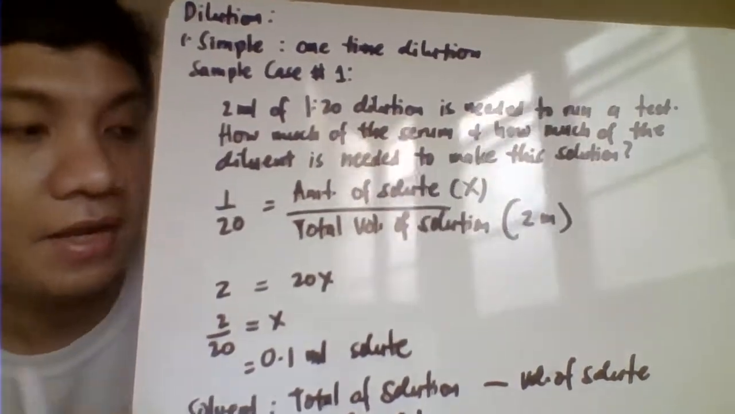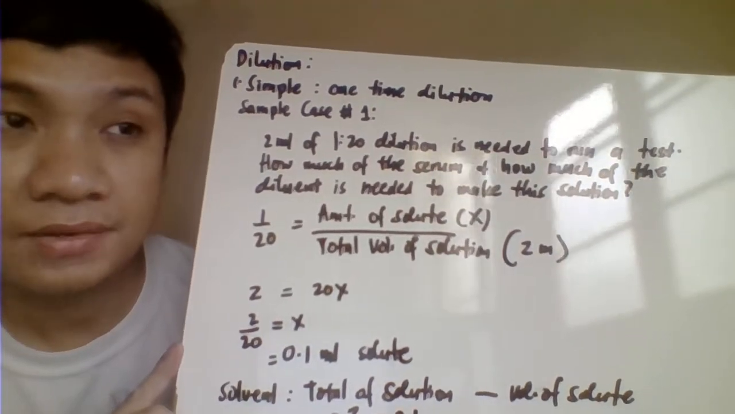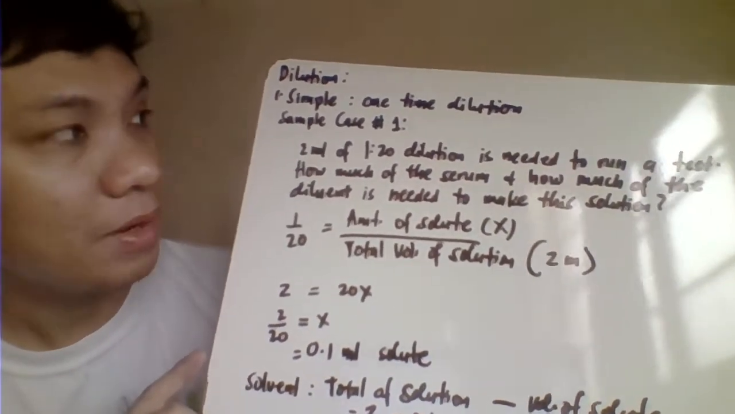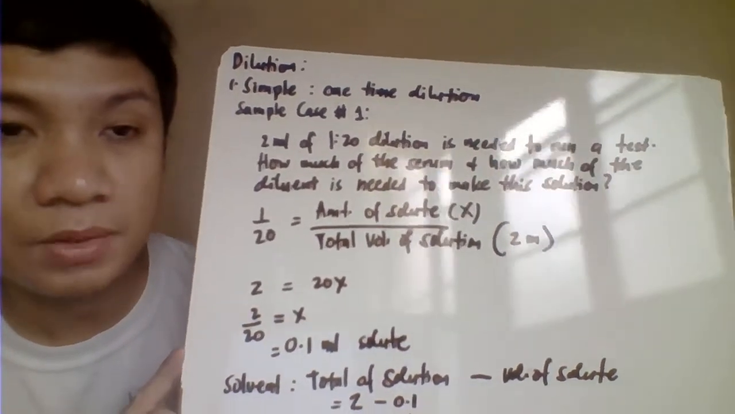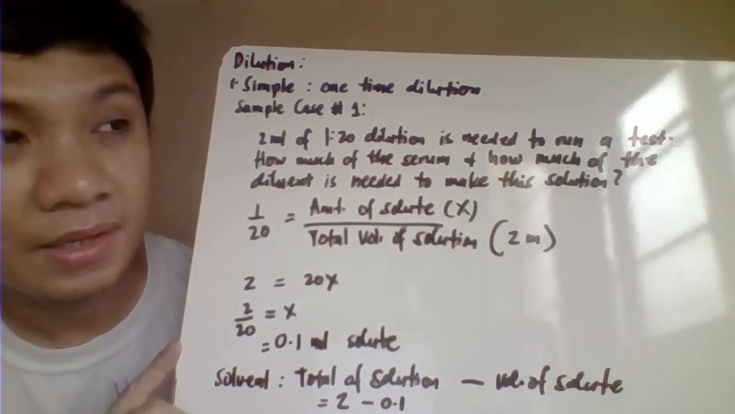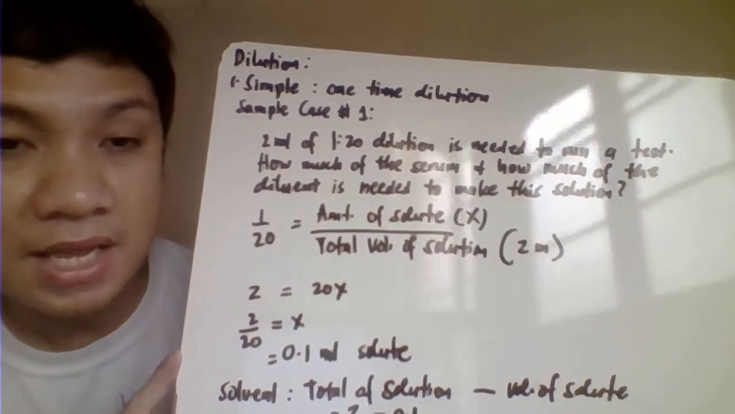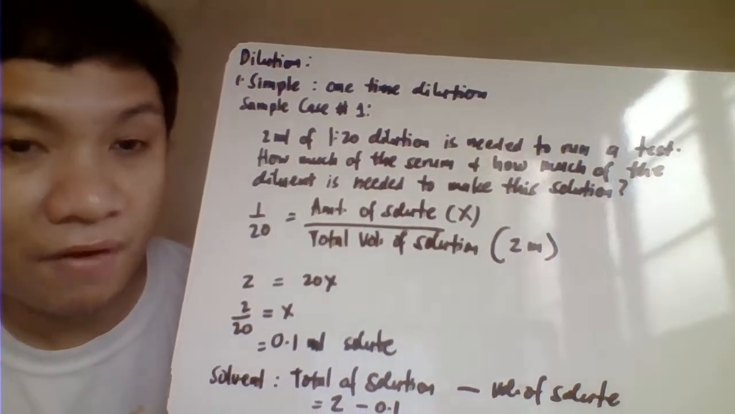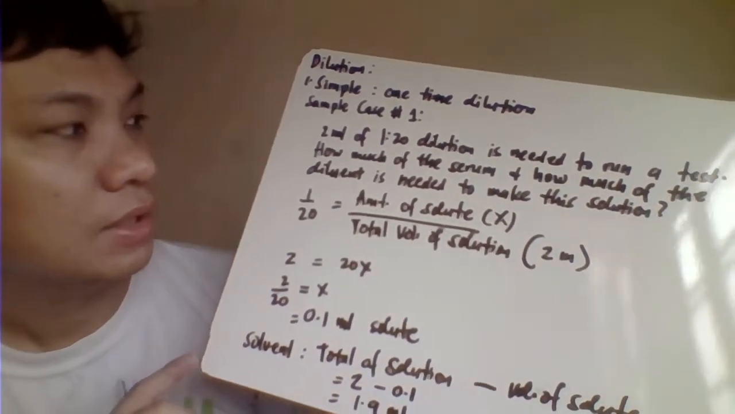Okay, so we have here sample computations on how to compute the amount of the solute or even your diluent. We have sample number 1. Again, this is a simple dilution. When we speak about a simple dilution, it's just a one-time dilution. Sample problem number 1: we have 2 ml of a 1:20 dilution. So we're going to make a 2 ml total volume of 1:20 dilution.